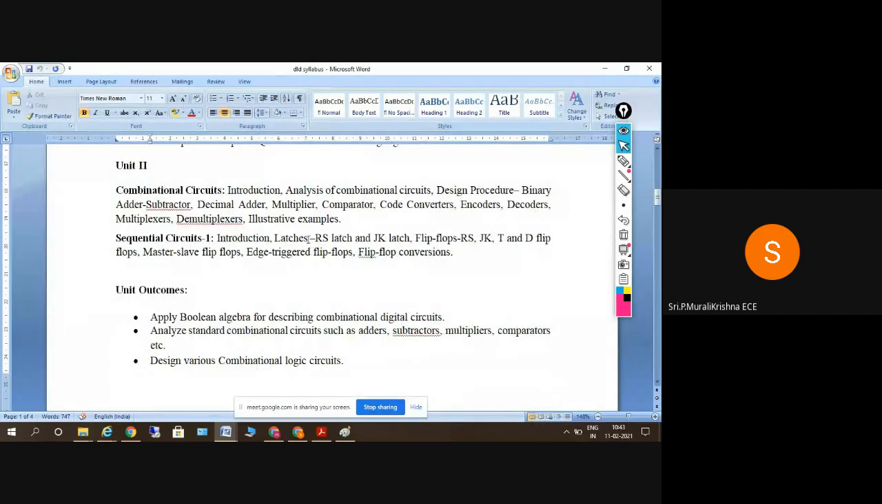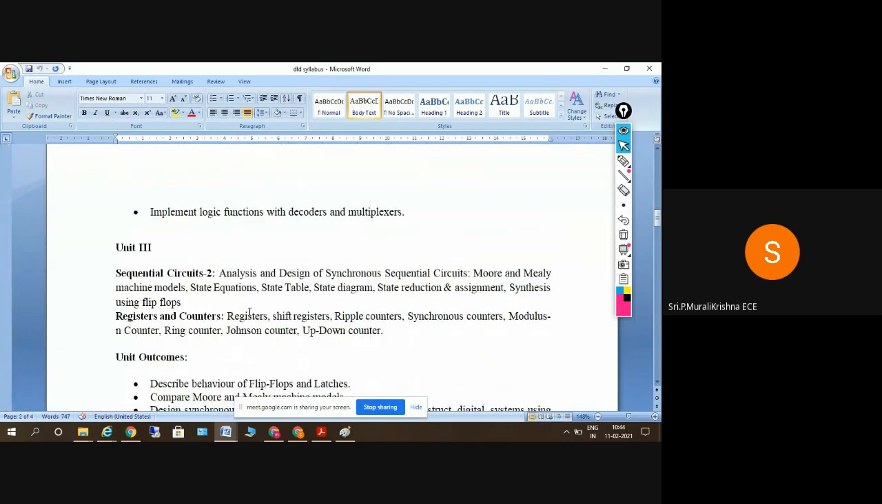Okay, this is what we have done: introduction, latches, RS and JK flip flops, RS, JK, T and D flip flops, master slave flip flops, edge triggering flip flops. It is a simple concept, but I'll let you know later. And flip flop conversions we have done. So with this, the second unit is almost done. Only one topic is left. It is a matter of half an hour, but I'll explain it after this third unit. We are left with one more topic, that is memory decoding.